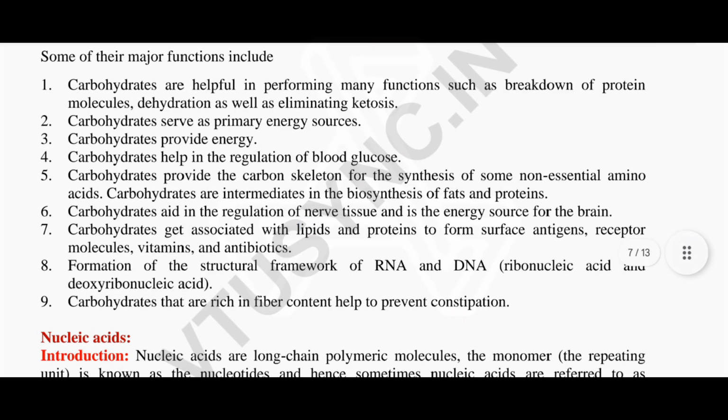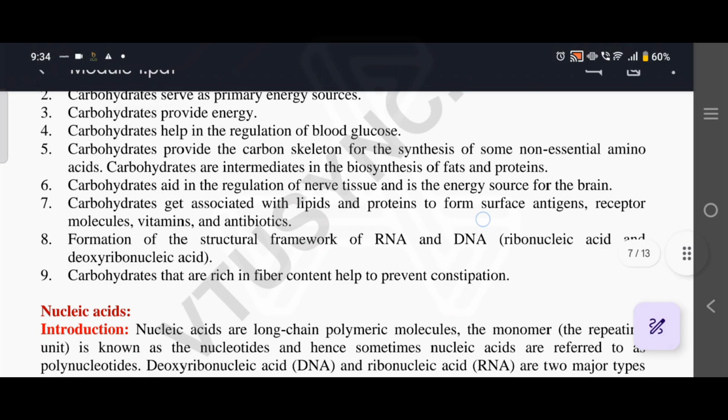Carbohydrates get associated with lipids and proteins to form surface antigens, receptor molecules, vitamins, and antibiotics. They form the structural framework of RNA and DNA, ribonucleic acid and deoxyribonucleic acid. Carbohydrates that are rich in fiber content help in preventing constipation.